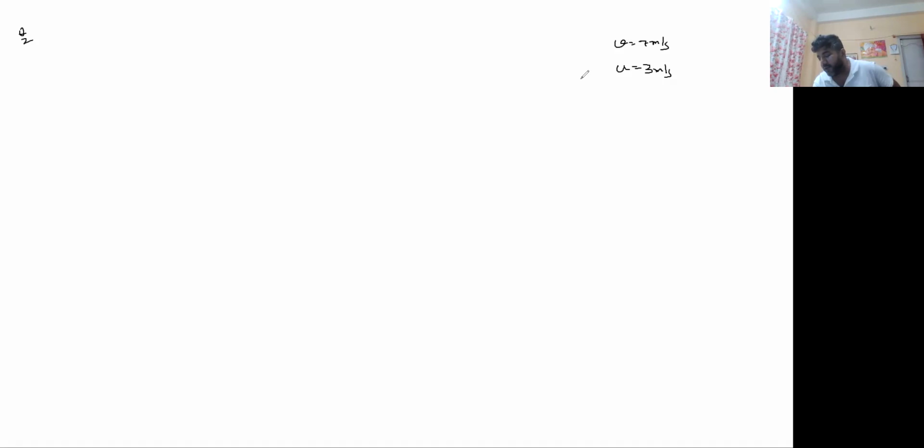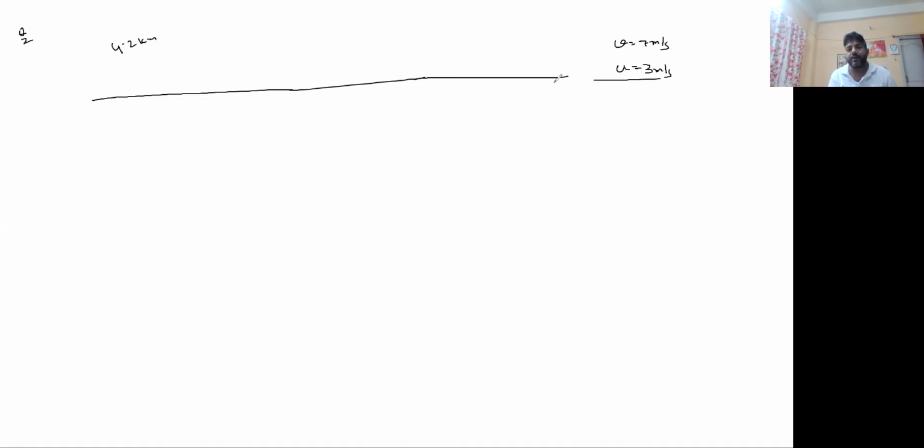The launch traveled 4.2 kilometer upstream, turned about and caught up with the float. How long is it before the launch reaches the float? Look, what this means is, this is your river, okay. The flow of the river is how much? 3 kilometer per hour. Yes or no?